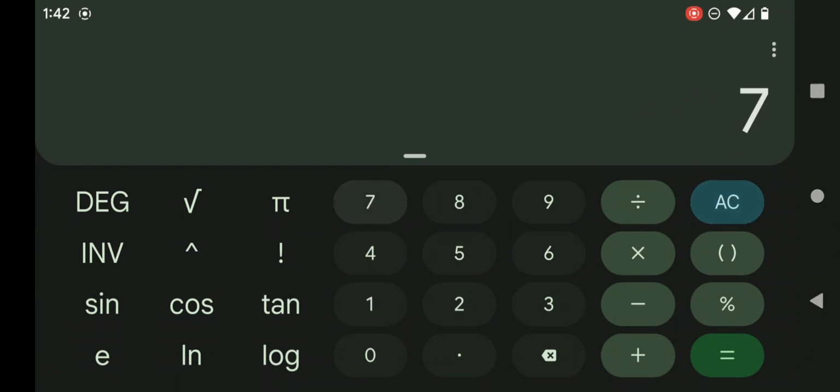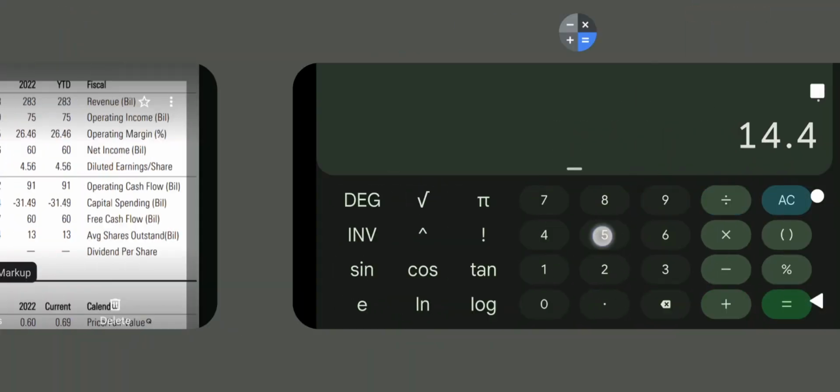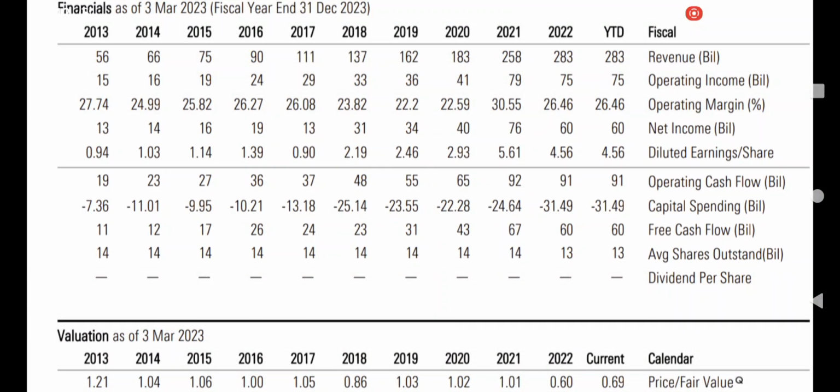So 72 divided by 5 years, that's 14.4. Round up, I always go 15% is a good number for me. That's also my acceptable rate of return. So this means that since it's more than two doubles in 10 years, 15% is a good estimate for me.